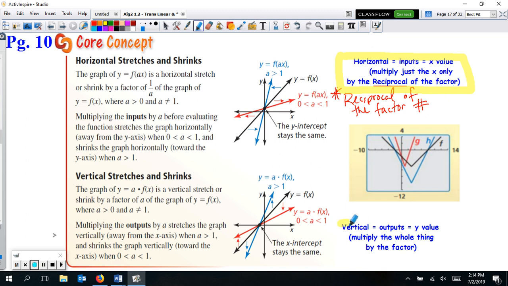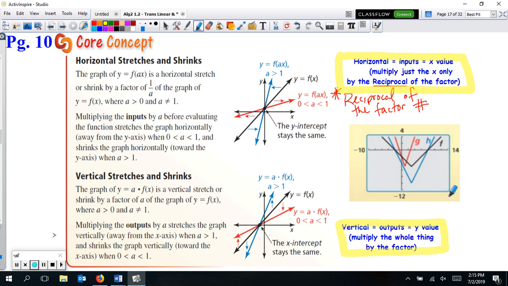Now for the vertical ones, and you can write this down, it's the same thing. That's the outputs, it's the y value. You're going to do it to the whole thing. You're going to multiply the whole thing by the factor number. So you're going to have a factor number to multiply. It's going to say you're going to have a vertical stretch by a factor of this number, and it'll tell you the number. Or a horizontal shrink by a factor of this number, and it'll tell you that number.